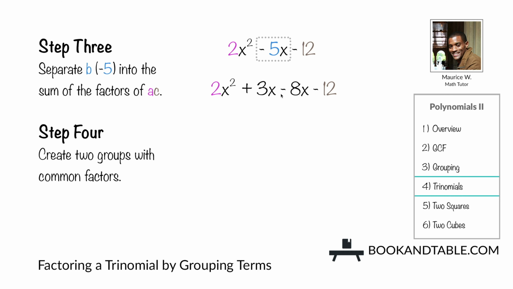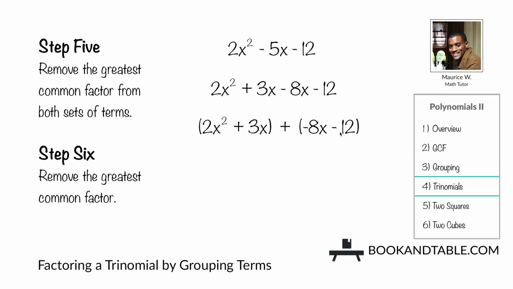And once we do this, we are left with two sets of terms that have a common factor that can be removed from each. So that's the fourth step, create two groups with common factors. 2x squared plus 3x have a common factor of x. And -8x minus 12 have a common factor of -4. So for each set of common factors, what you'll want to do is remove the greatest common factor from both sets of terms. Remove x here and -4 here.